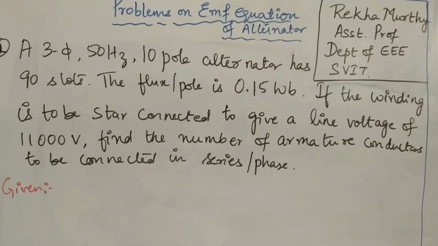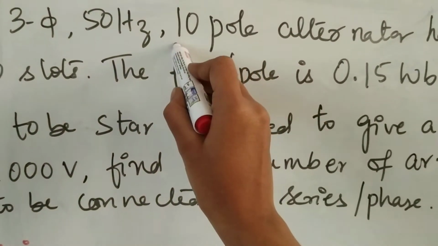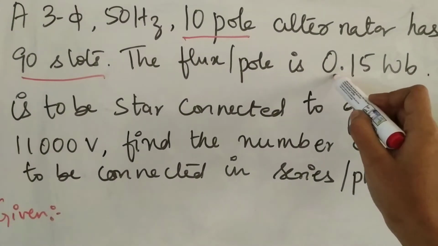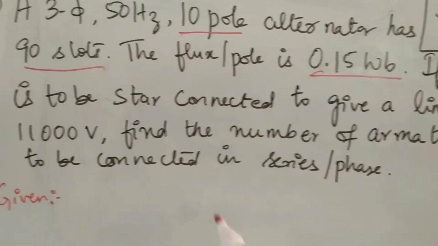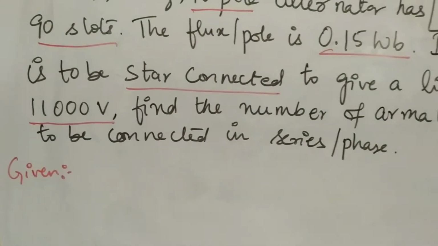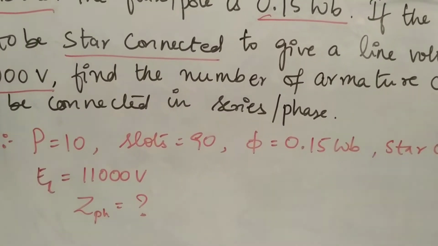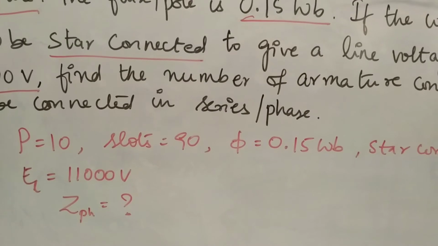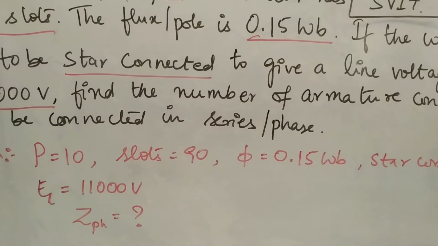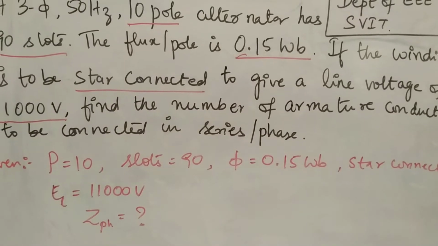Now let us see what the given data are. The data is 10 poles, which has 90 slots, and the flux per pole is 0.15 Weber, and here it is star connection with a line voltage of 11,000 volts. Now let us note it down. P is equal to 10, slots is equal to 90, flux is equal to 0.15 Weber, star connected, EL is equal to 11,000. Now we have to find out the number of armature conductors connected in series per phase, that is nothing but Z phase.